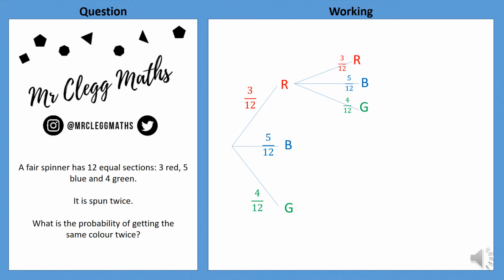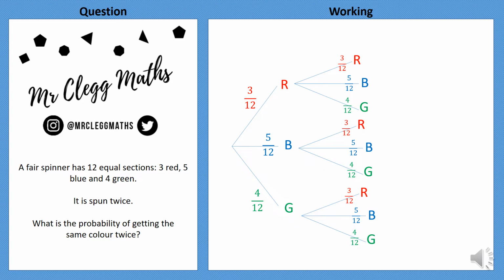And that was only me modelling what happens on the second spin, given that I got a red on my first spin. So I also need to model that for if I got a blue on my first spin, but you'll see it's exactly the same: red, blue, green, 3 out of 12, 5 out of 12, 4 out of 12. And also, those probabilities are exactly the same if I'd got a green on the first spin as well. So I can represent all the different possible routes using this tree diagram.